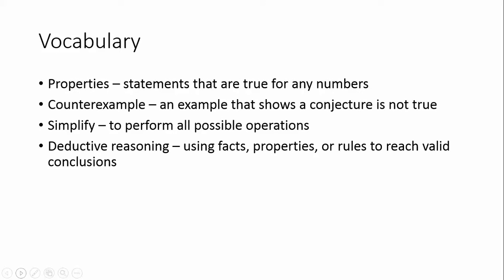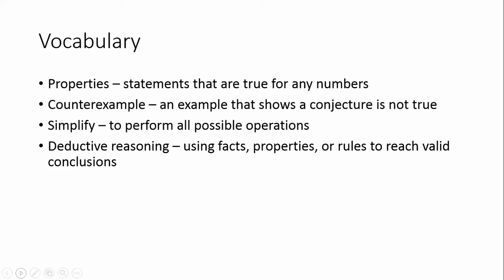Properties are statements that are true for any numbers, and a counterexample is an example that shows that a conjecture is not true. So if someone makes a statement and you can use an example to disprove their statement, then you have found a counterexample. A situation with a counterexample could be, everyone in my pre-algebra class is a boy. Well, there are several girls, and so each of those girls would be a counterexample. It would disprove that everyone in my pre-algebra class is a boy.